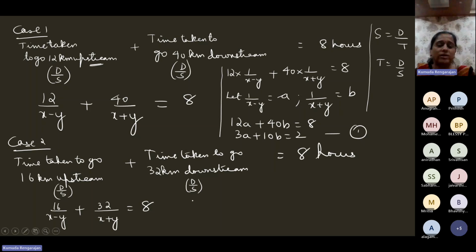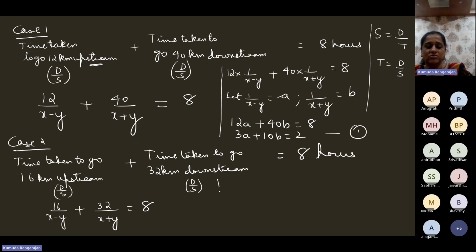12 by x minus y is nothing but 12 into 1 by x minus y. And 40 by x plus y is nothing but 40 into 1 by x plus y. So whenever you have the variables x and y in the denominator, we need to go with an assumption like this. Let 1 by x minus y be a, any letter other than x or y. And let 1 by x plus y be b. Now rewrite the equation using a and b. So 12a plus 40b is equal to 8. We have 4 common throughout. So 3a plus 10b is equal to 2. This is the first equation.